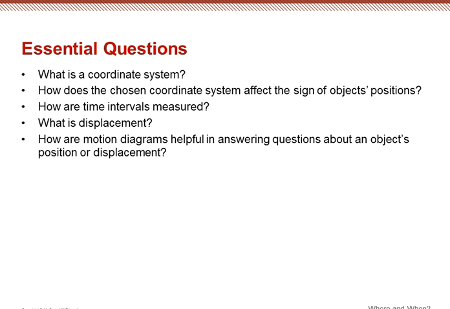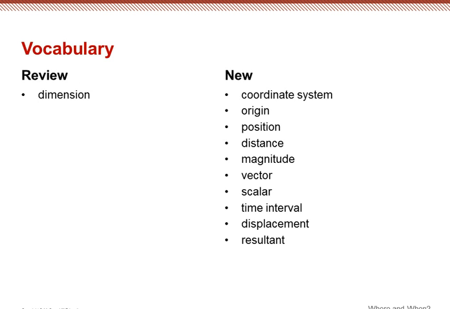So we have a few essential questions here. We want to know, first off, what is a coordinate system? How does the chosen coordinate system affect the sign of the object's position? How are time intervals measured? What is displacement? This is a very key term here. How are motion diagrams helpful in answering questions about an object's position or displacement? So notice the motion diagrams are coming back into play.